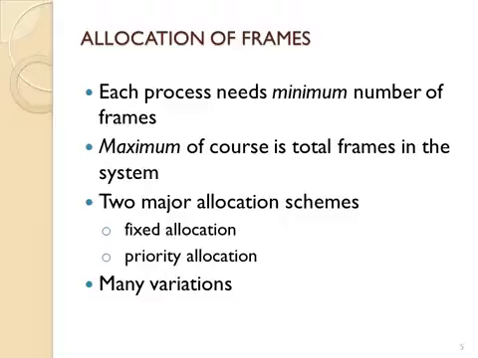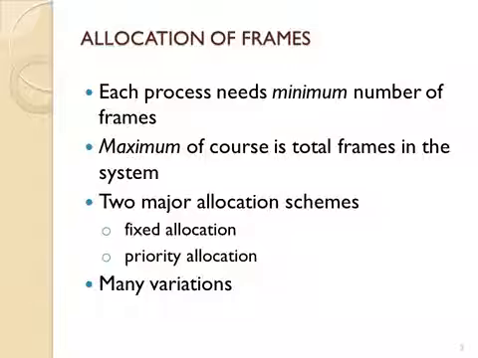So first, let's talk about the allocation of frames. Each process needs to have a minimum number of frames to do a particular task. If you do not give enough frames per process, what can happen is that the process will continue to ask for frames, and you will continue assigning frames to it, and then it's not getting any real work done. So it's very important to realize that.